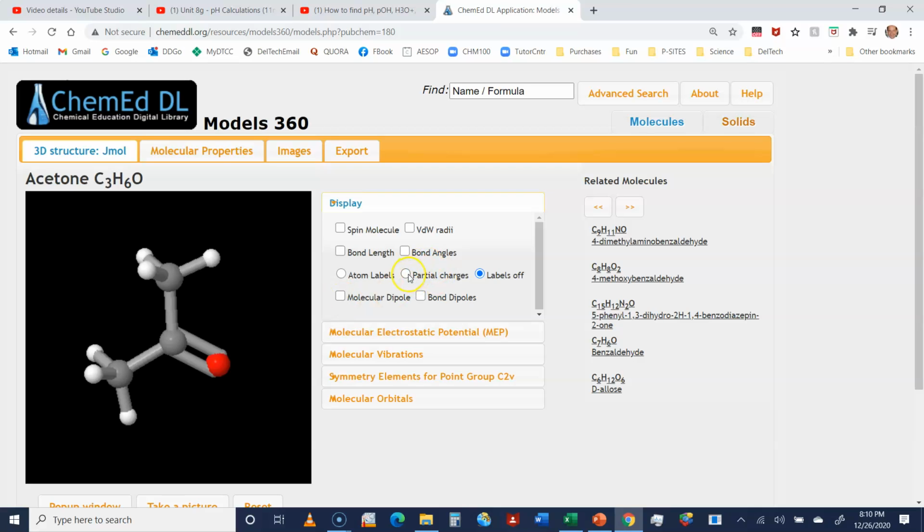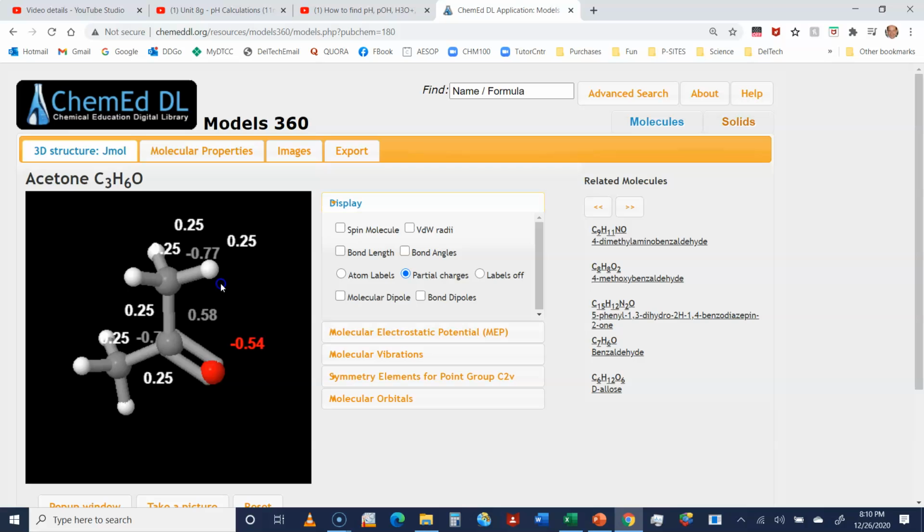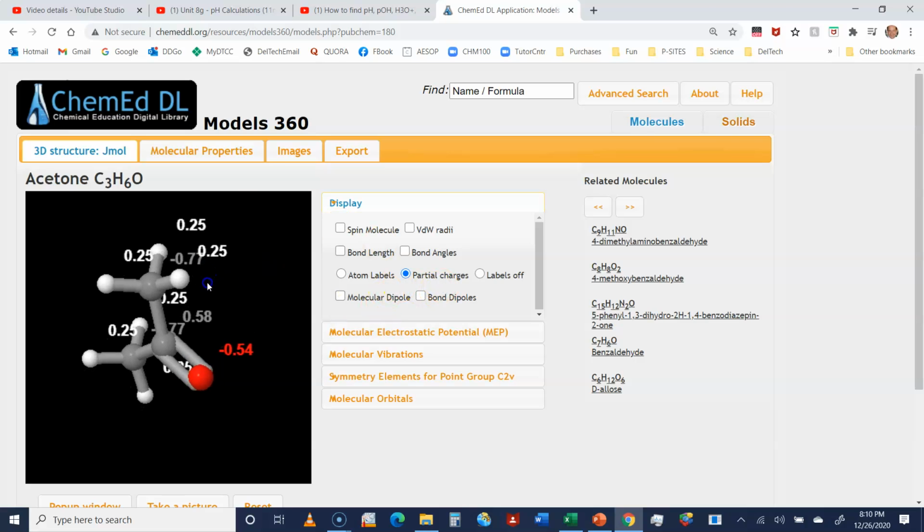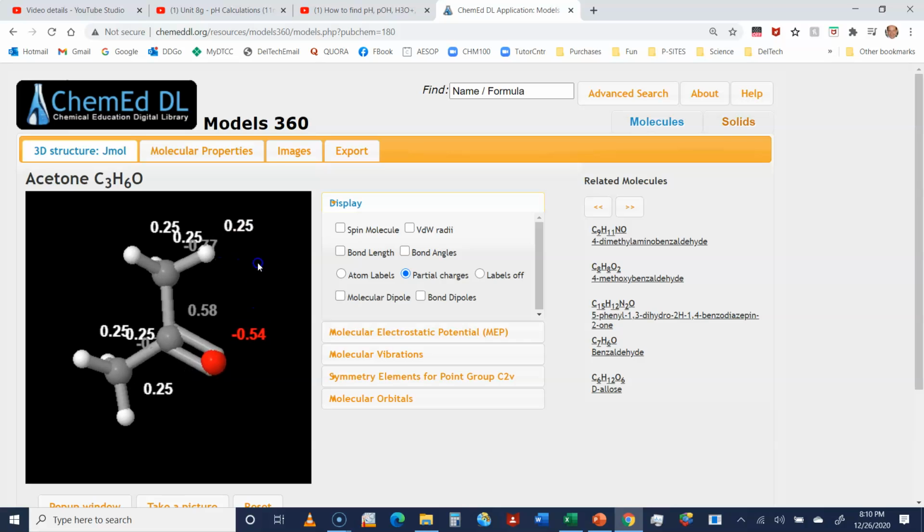If we want to look at the partial charges, remember, these are molecules with covalent bonds, and while they have no full charges, there are partial charges because there is polarity within the bond. If you want to see that polarity, you can click the partial charges button, and you can see some numbers are positive and some numbers are negative. If we look at the carbonyl function, the C double bond oxygen, we see the carbon is about 0.58 and the oxygen is negative 0.54. So this represents a dipole.